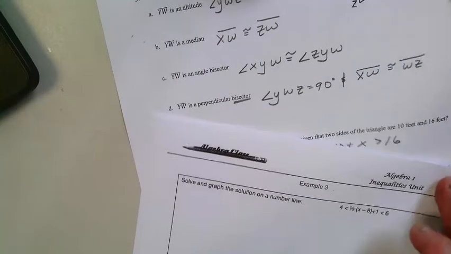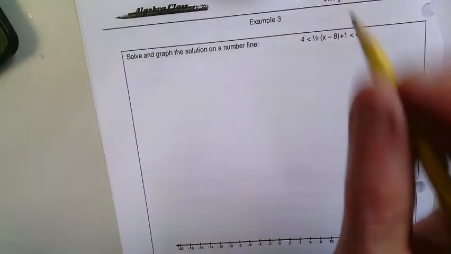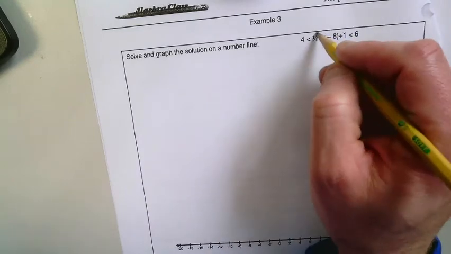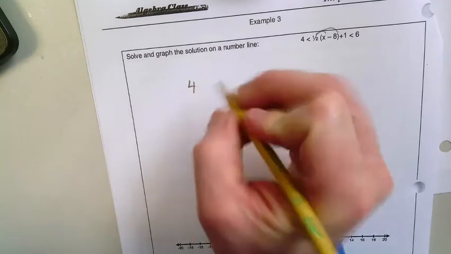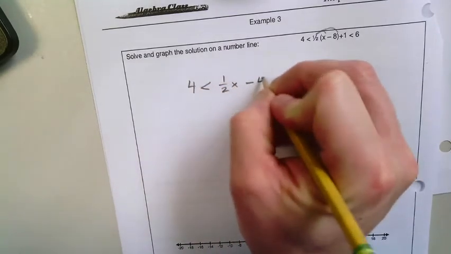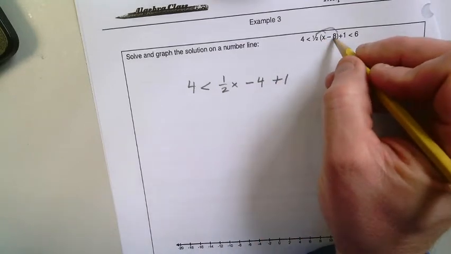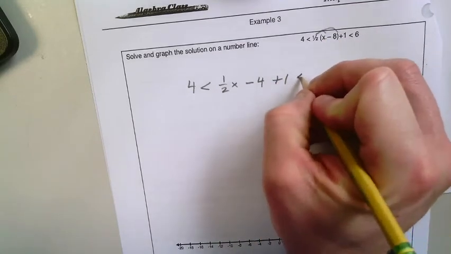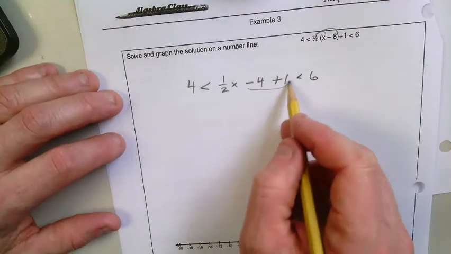Last one. Solve and graph the solution on a number line. So here's what I'm going to do. I am going to go ahead and solve this all at once. So I have 4 is less than 1/2 times (x minus 8), plus 1, now remember I'm taking half of x and half of -8, is less than 6. I'm going to bring these together.